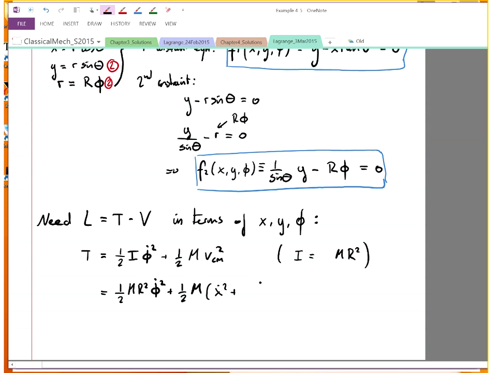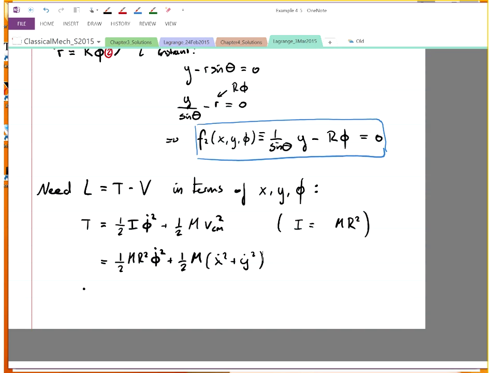I want to write v_CM squared in terms of our degrees of freedom. So in terms of our degrees of freedom, that's just going to be x dot squared plus y dot squared. Now, potential energies, we only have gravitational potential energy. So that's going to be m g y_CM.